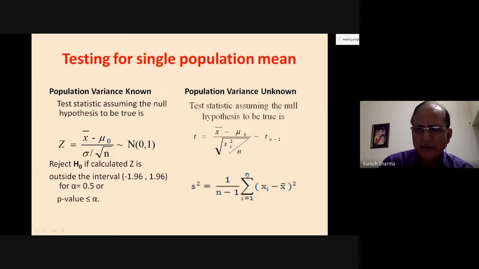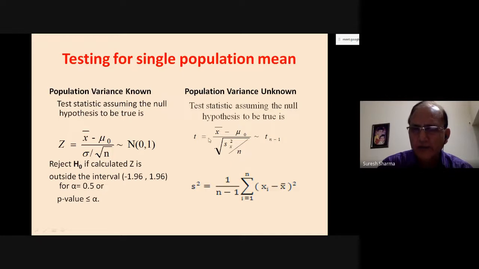Sx square is based on n number of observations, but there is one restriction. What is that restriction? The restriction is that we are subtracting x bar from each observation: x1 minus x bar, x2 minus x bar, x3 minus x bar. So because of one restriction, the degrees of freedom are n minus 1. Just listen to me. Degrees of freedom are nothing but the number of independent observations which form the statistic, minus the number of restrictions. That's why the degrees of freedom is n minus 1.